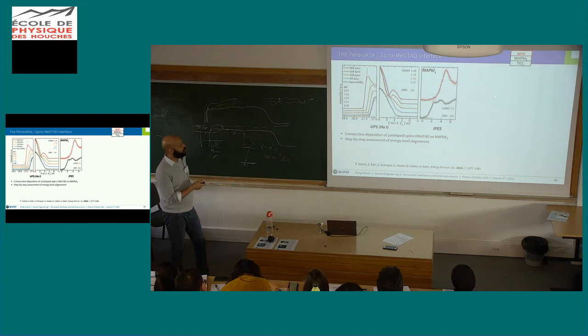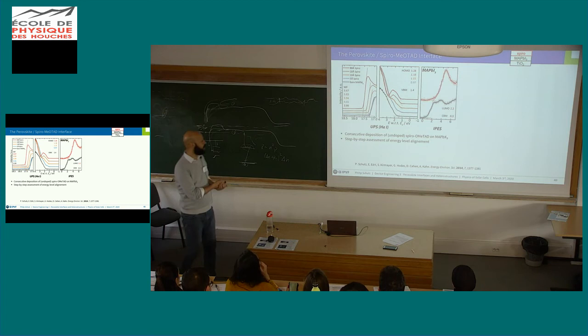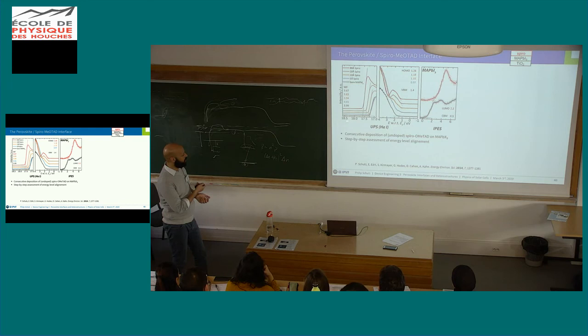And what you see here are the stitched-together spectra measured by UPS and IPS of methylammonium lead triiodide. We start off with the black curve only. Here you have the secondary electron cutoff that gives you the work function value. Here you have the valence band maximum.